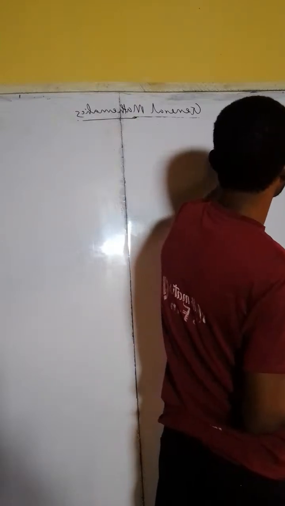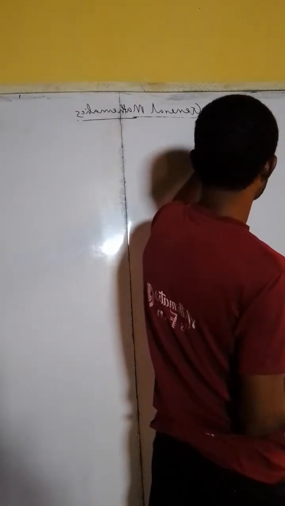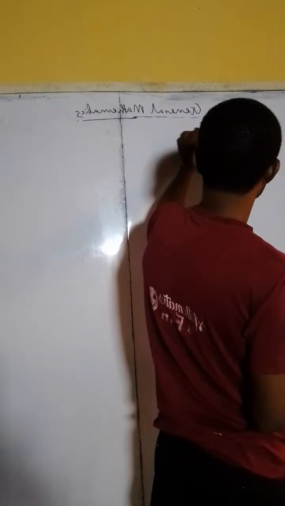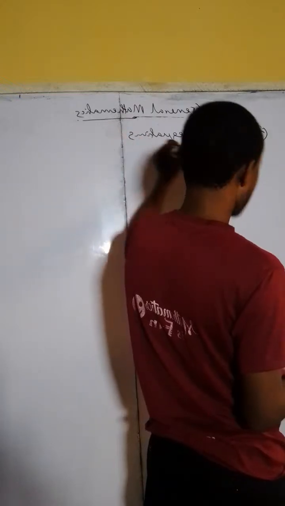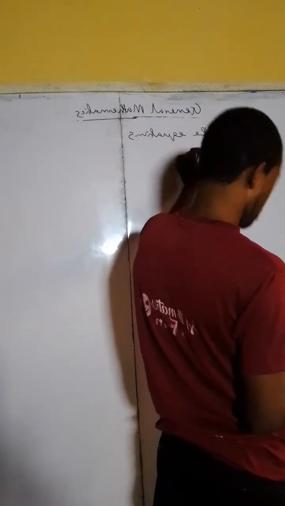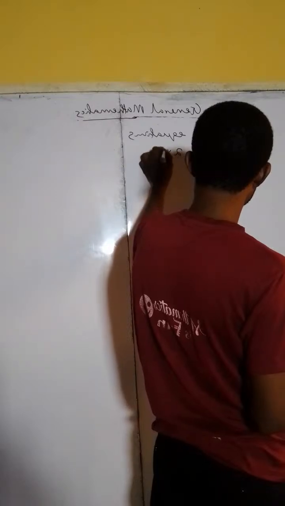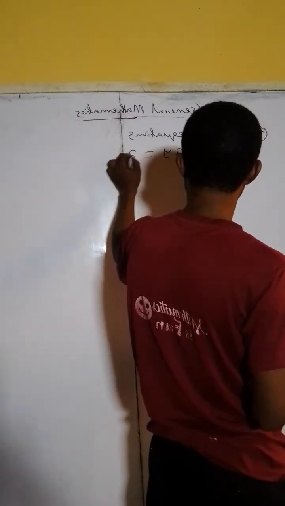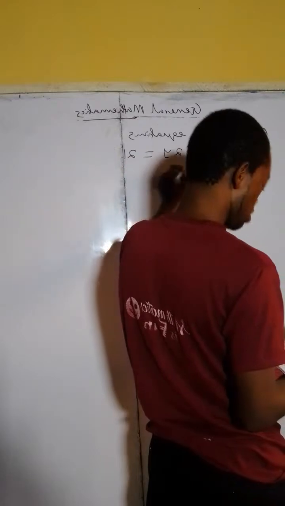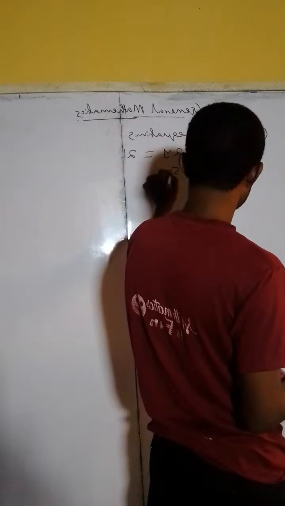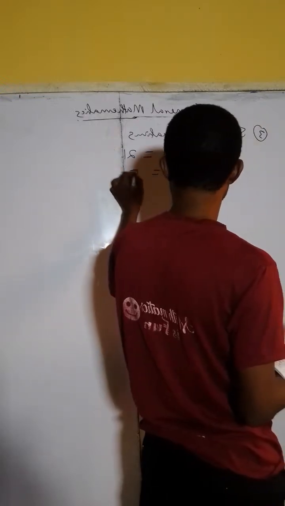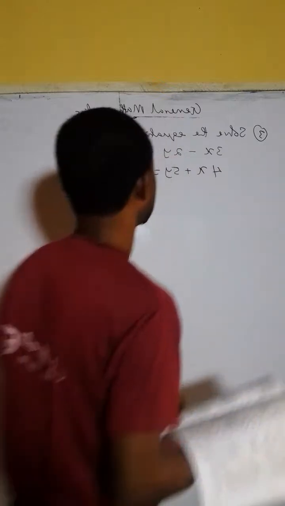So let's look at this. Solve the equations: 3x minus 2y equals 21. And also we have 4x plus 5y equals 5. So here we have to solve for x and y.